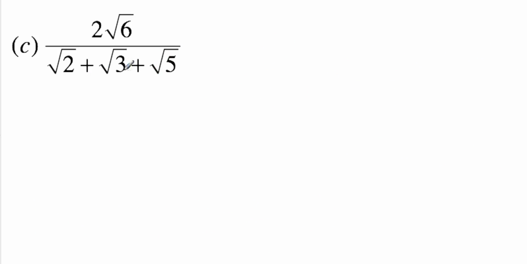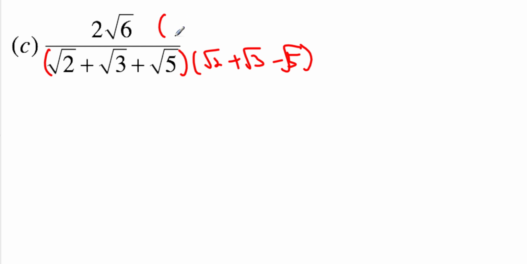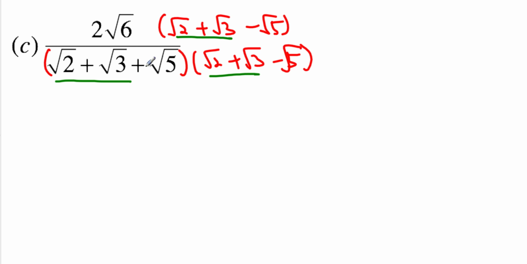Here we have 3 things. As we have talked about in class, I don't know how to do all 3 at the same time, but maybe I'll just do one at a time. So first, maybe I'll multiply top and bottom by radical 2 plus radical 3 minus radical 5. That means I'm considering radical 2 plus radical 3 as 1 unit. Then having plus radical 5 versus minus radical 5, I have a conjugate-like expression.